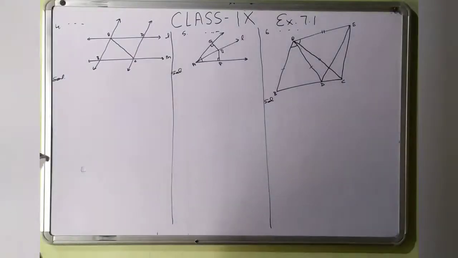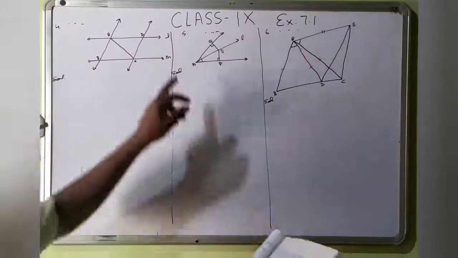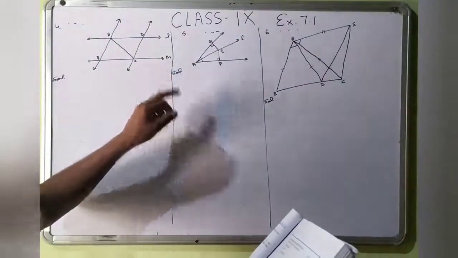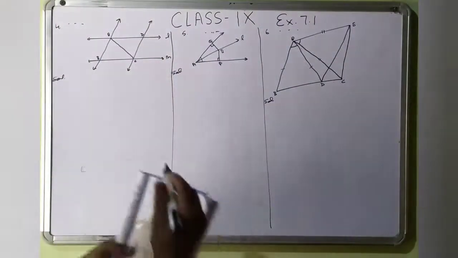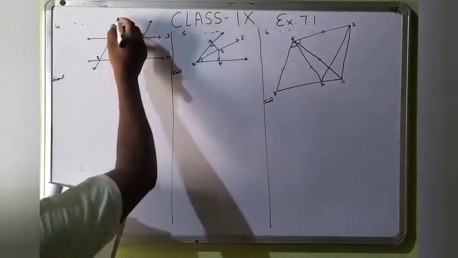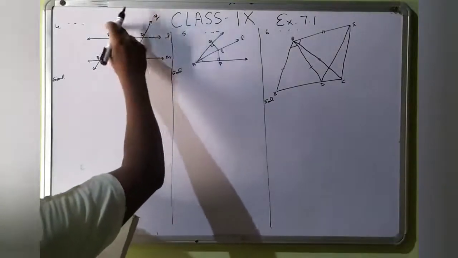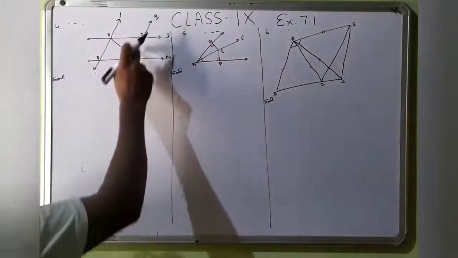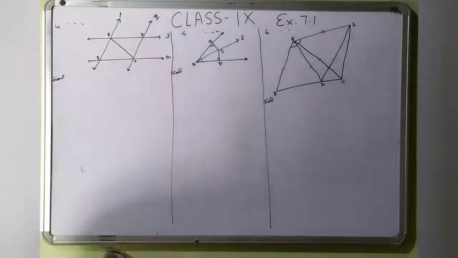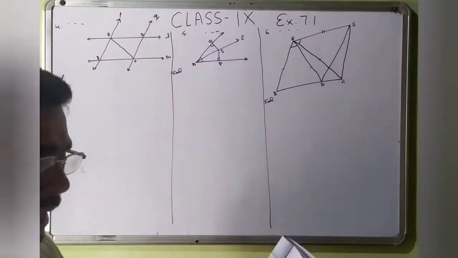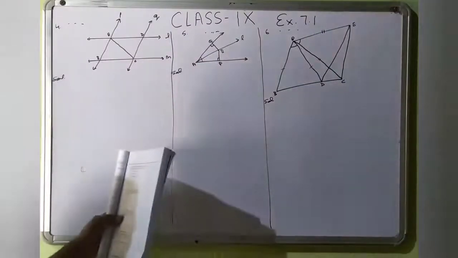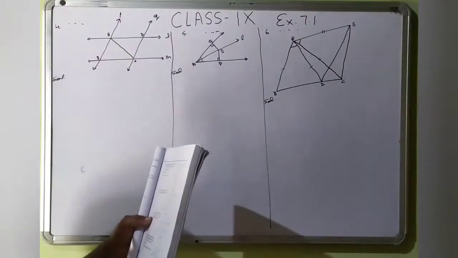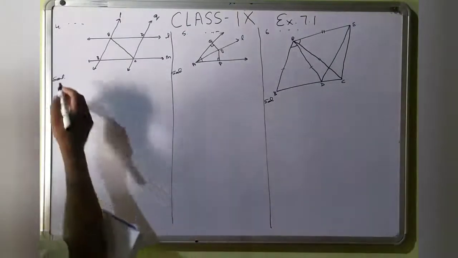Question number 4. L and M are two parallel lines intersected by another pair of parallel lines, PQ. These are also parallel. So that will be a parallelogram. ABCD will be a parallelogram because opposite sides are parallel. In that case, that quadrilateral is a parallelogram. So we prove ABC congruent CDA.